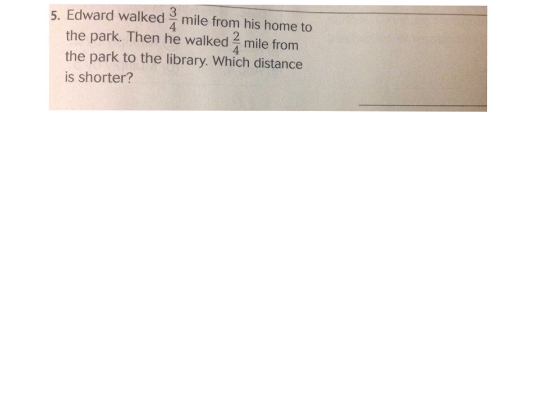Moving on to number 5. Once more, try pausing the video after I finish reading number 5 to try to work the problem out on your own before checking with me. Number 5 says, Edward walked 3/4 mile from his home to the park. Then he walked 2/4 mile from the park to the library. Which distance is shorter?